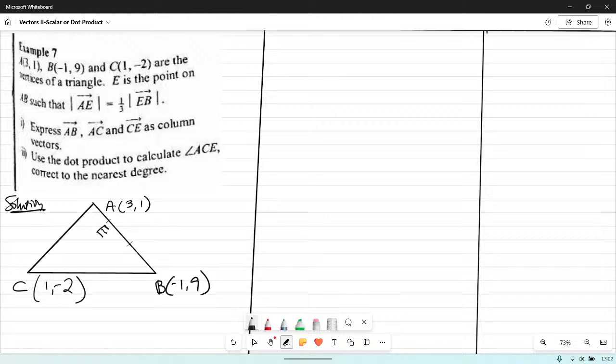So express AB, AC, and CE as column vectors. So just write AB, B minus A, AC, C minus A, CE, E minus C. If I don't know E, then you use the property here, this property, to break it down. Do it and let me see.